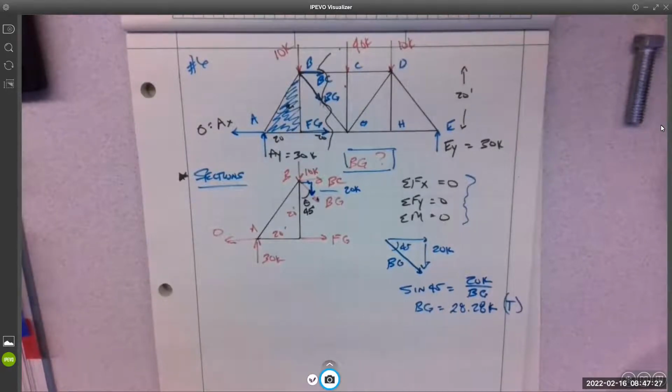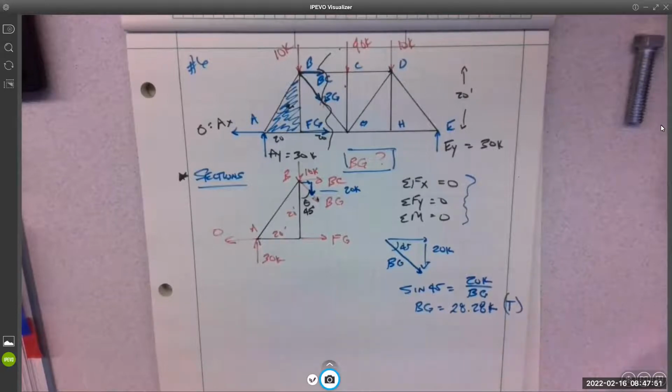One other thing I want to talk about, and then we'll call it for the day a bit early. I want to talk about zero force members. There are members in a truss that are 0, and we can identify those. Once we learn this strategy, we can pick them out, and it can help us because it simplifies solving for members.